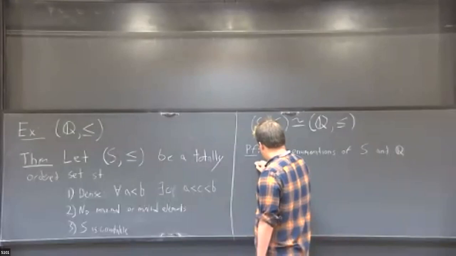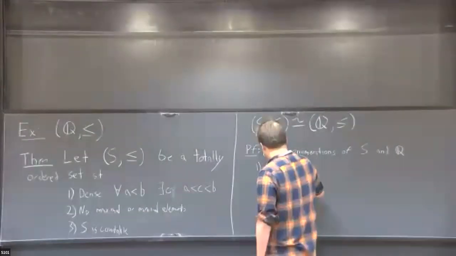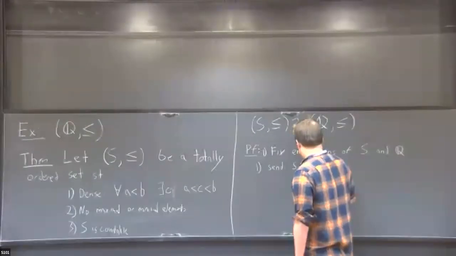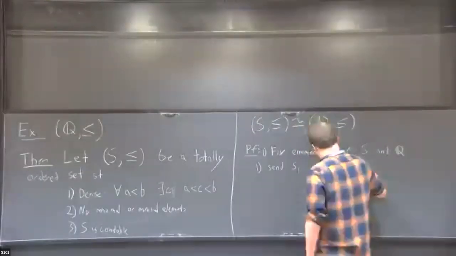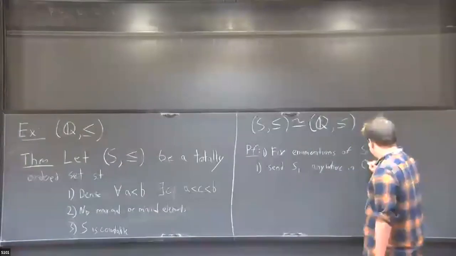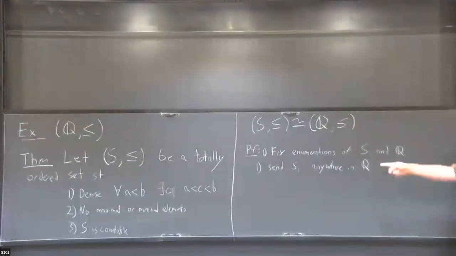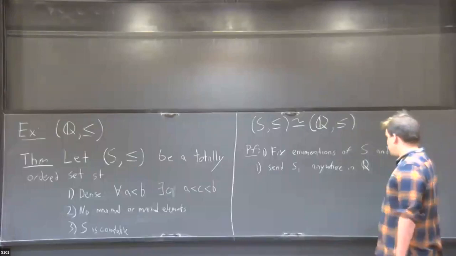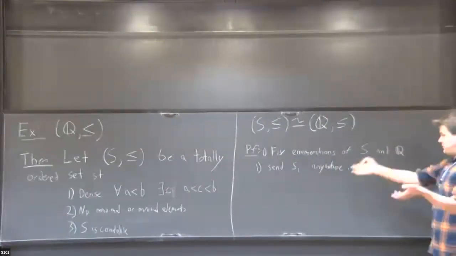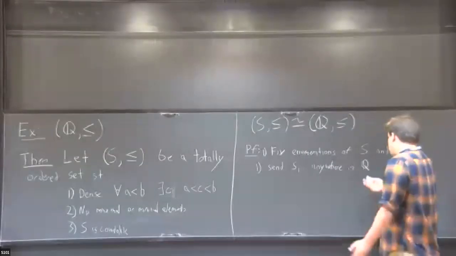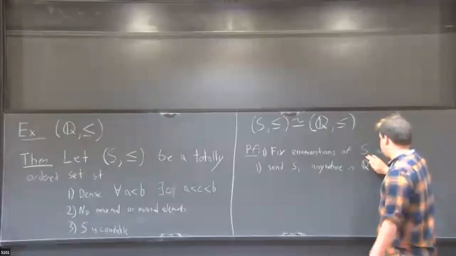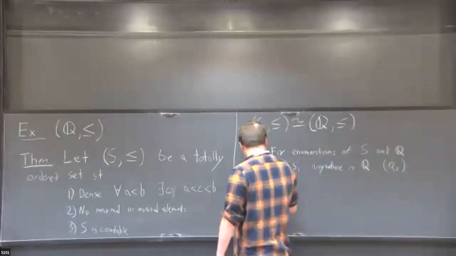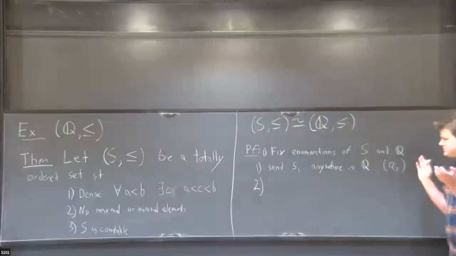First we send s_1 anywhere. Writing s_i and q_i for the corresponding elements, we send s_1 really anywhere in Q. We could send it to q_1, which is probably a natural choice, for uniformity. So that's the first step, we just do anything.